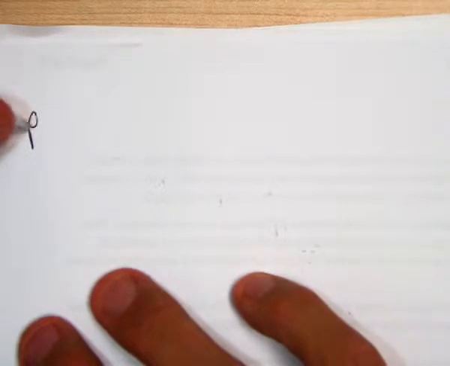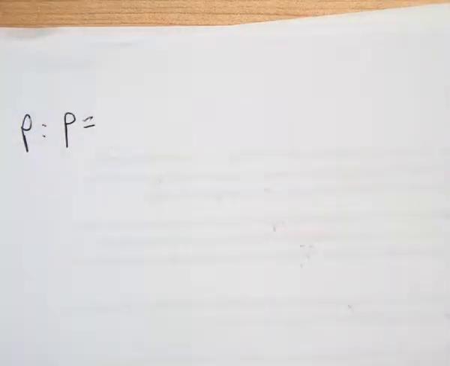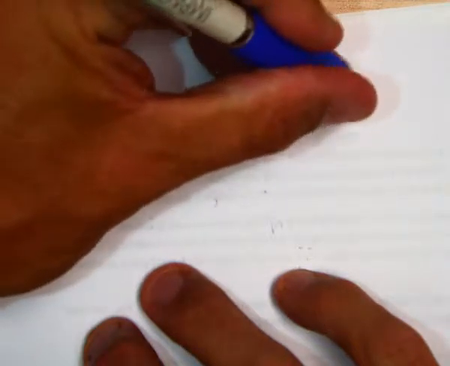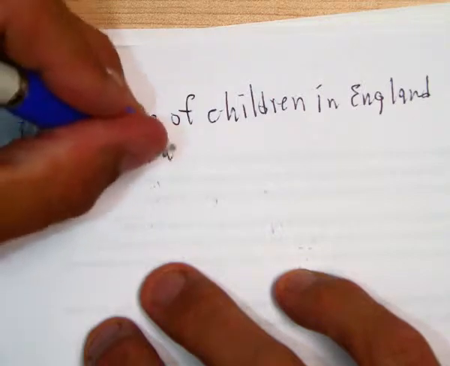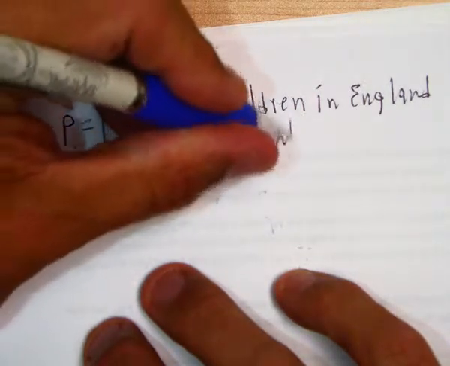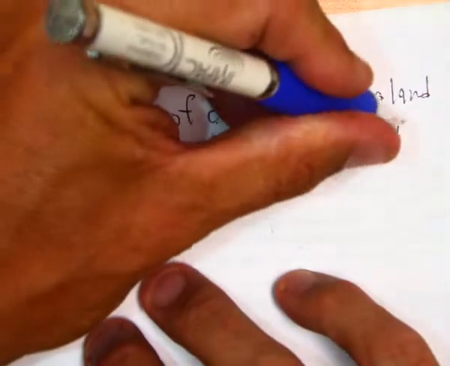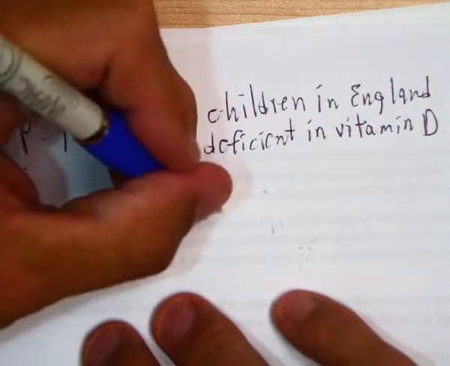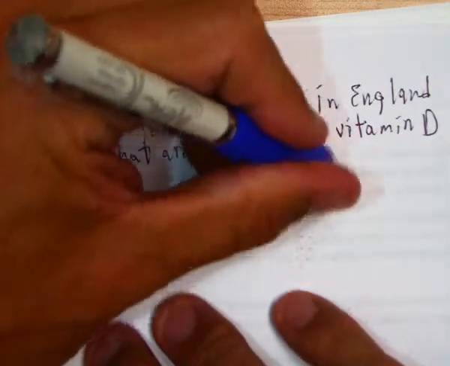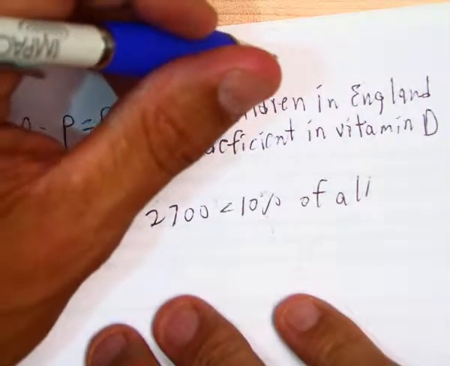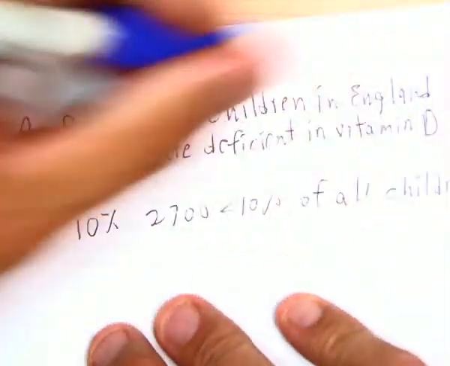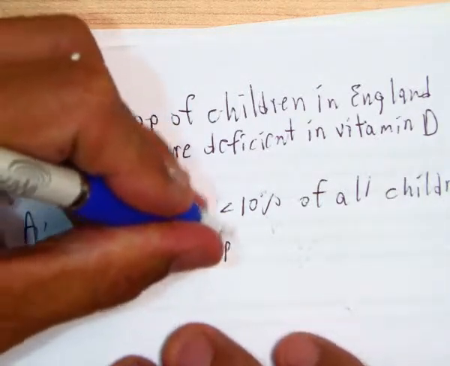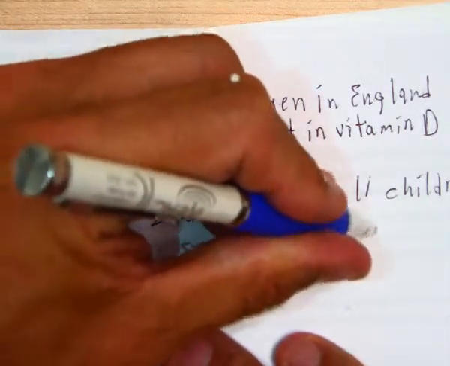So here we go. So what is the proportion now? Well, it's the proportion of children in England that are deficient in vitamin D. Okay, assumptions and conditions. Okay, 10%. So 2,700 children is less than 10% of all children. Okay, random. So the sample was randomly taken.